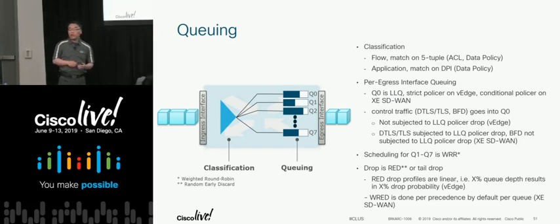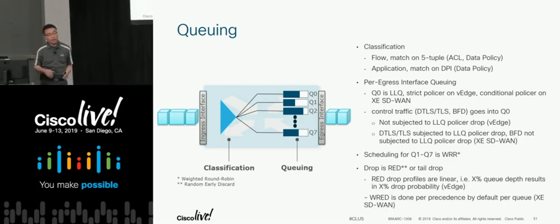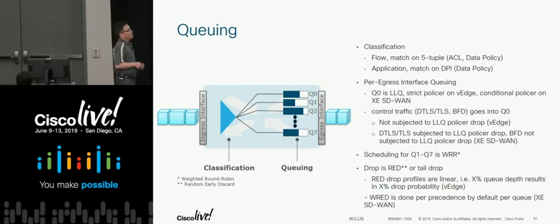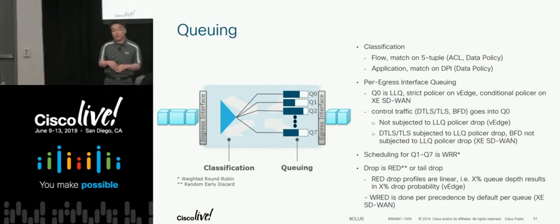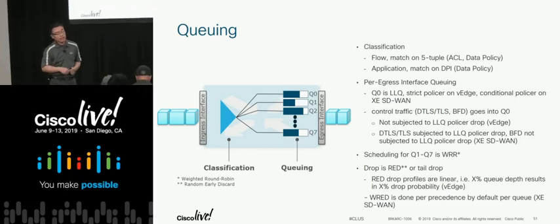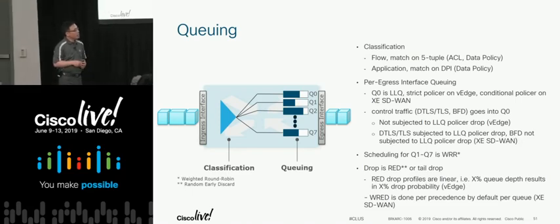On each queue, you can apply either tail drop or random early discard. The drop profile on the vEdge is linear, which means if you have X percentage of the queue depth, you're going to have X percentage of the drop probability. On IOS XE, we're using the classic WRED implementation on a per-precedence basis.